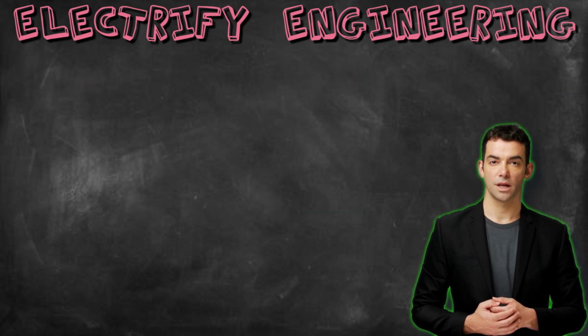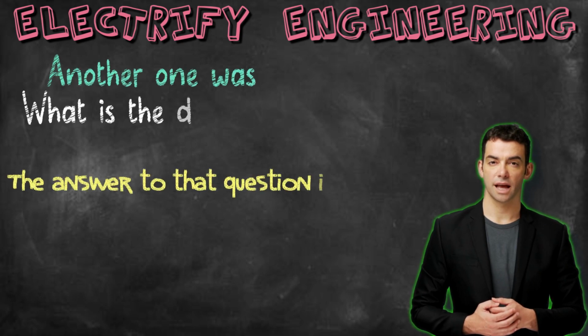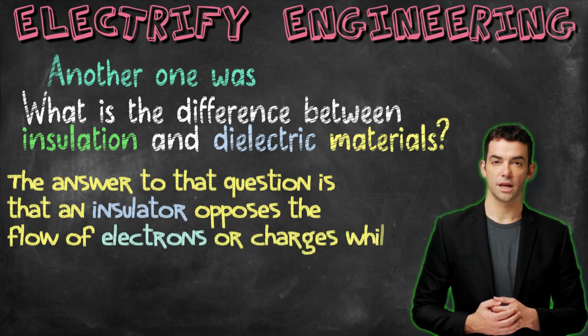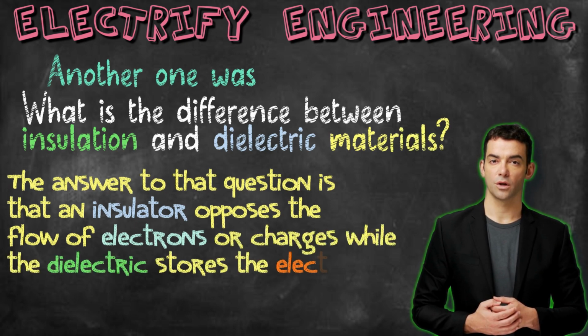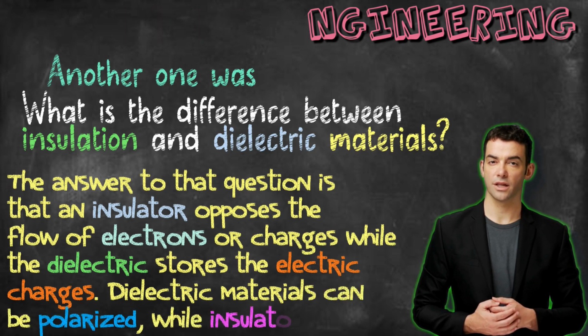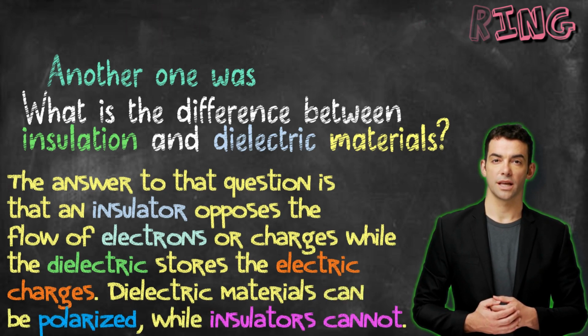Another one: what is the difference between insulation and dielectric materials? The answer to that question is that an insulator opposes the flow of electrons, or charges, while the dielectric stores the electric charges. Dielectric materials can be polarized, while insulators cannot.